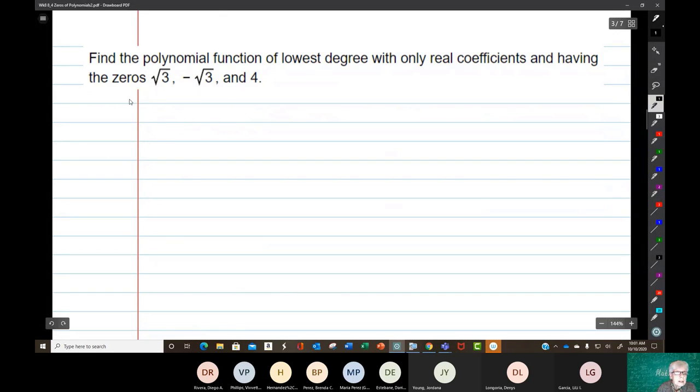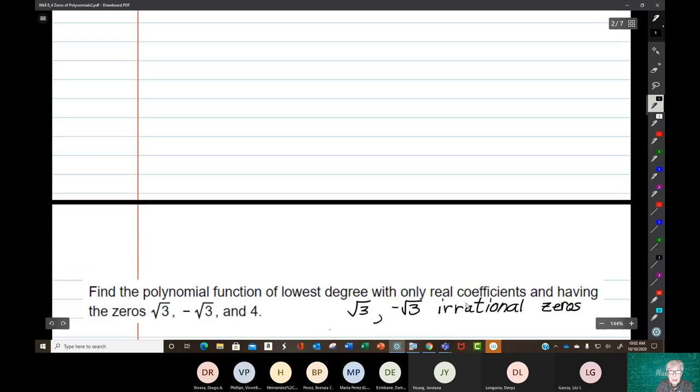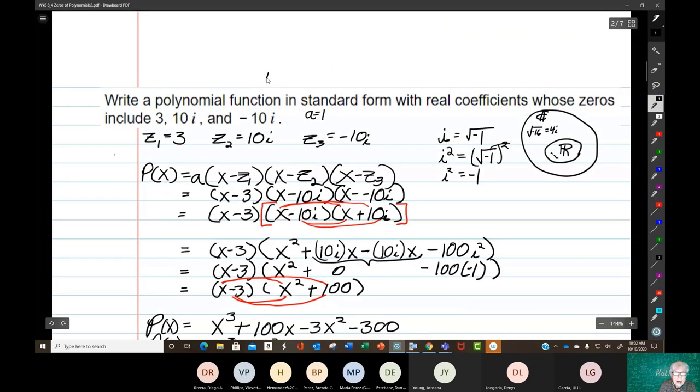Same thing here. Now we've got what are called irrational zeros. The square root of 3 and negative the square root of 3 have got to occur together under certain circumstances, which we'll talk about later, not now. These are zeros. These are called irrational zeros. Names are important. Let's go back here. Ten i and negative ten i are complex conjugate zeros.